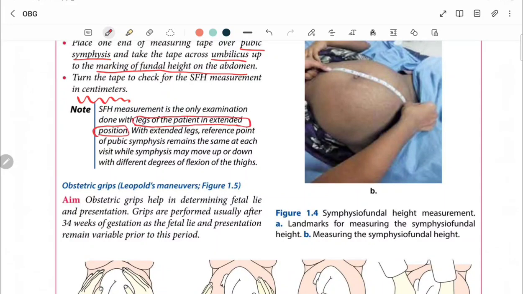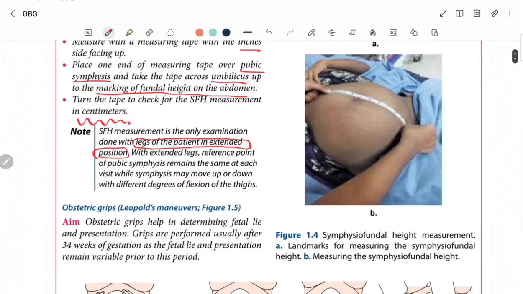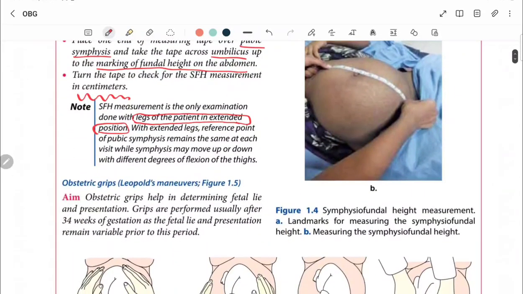Usually for fundal height, what will we do? For just looking at the fundal height, you'll ask the patient's legs to be flexed and abducted. Whereas in symphysiofundal height, the legs of the patient must be extended. With extended legs, the reference point of the pubic symphysis remains the same at each visit, while the symphysis may move up or down with different degrees of flexion of the thighs.